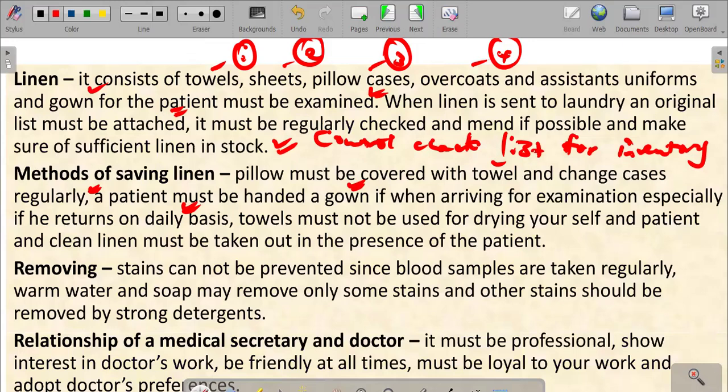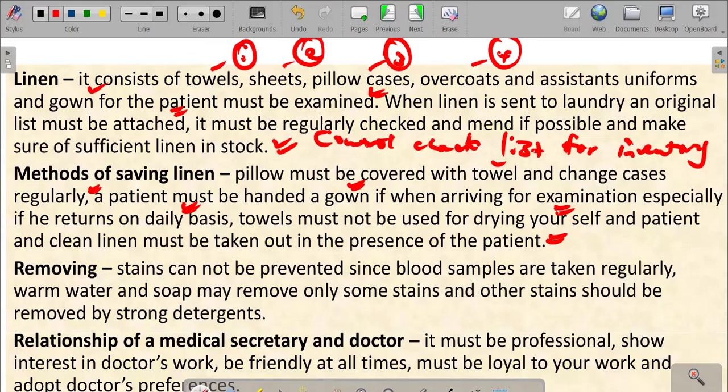Towels must not be used for drying yourself, and clean linen must be taken out in the presence of the patient. So we are saying towels must not be used for drying yourself. As a medical secretary, you don't use the towels in the facility to mop and clean yourself. They must be used to assist the patient. And clean linen must be taken out in the presence of the patient.